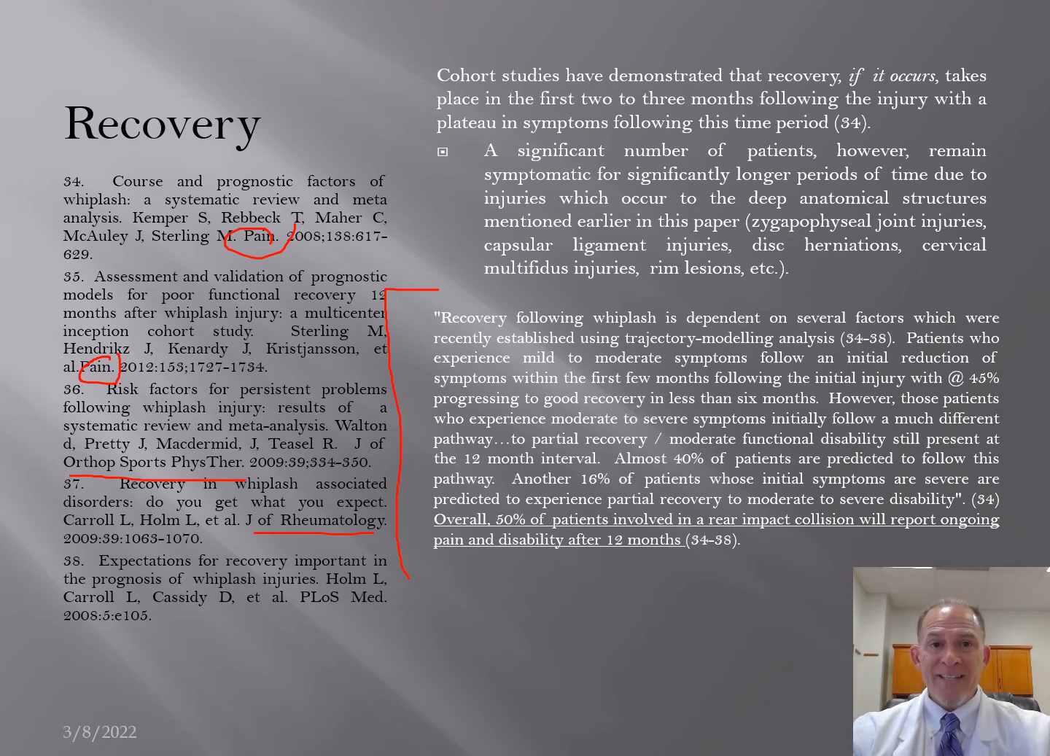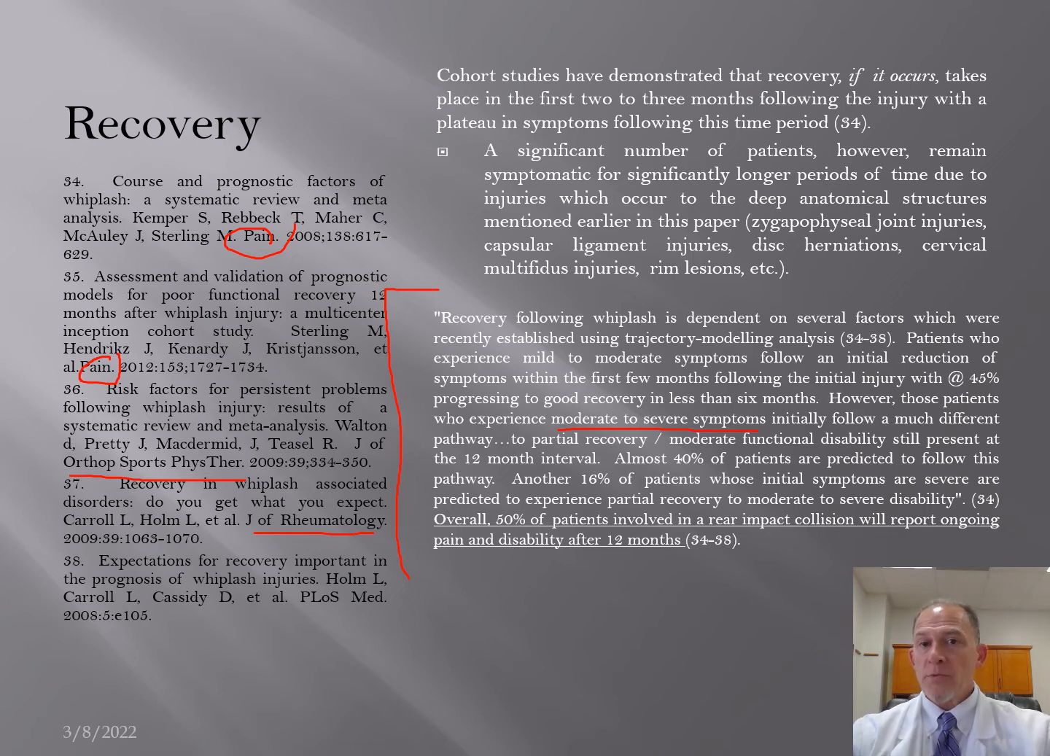Patients who experience initial mild to moderate symptoms with mild to moderate activities of daily living intolerances will follow an initial reduction of symptoms within the first few months of the initial injury. And about 45% of these patients will progress to good recovery in less than 6 months. So what we're going to see is with mild whiplash, we should see a steady course of recovery in under 6 months.